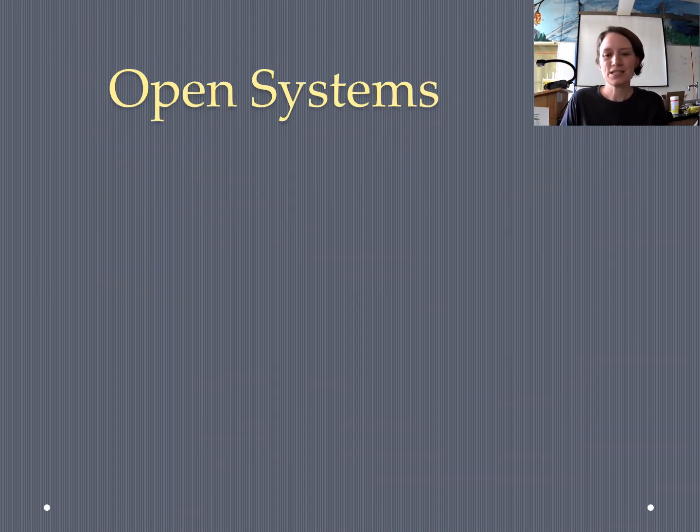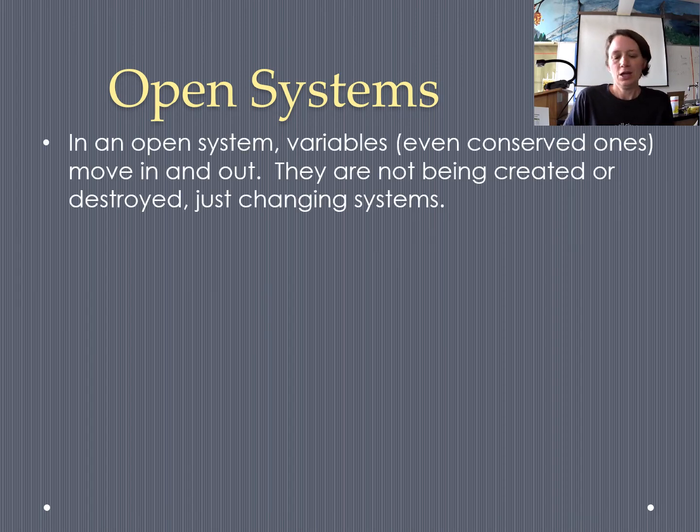So the other kind of system that you may find yourself wanting to use is called an open system. You would choose to use an open system if you had a more complicated system, because in an open system, we allow things to move in and out, even those conserved variables like mass and energy. It is important to remember that that doesn't mean the mass and energy are being created or destroyed. They're just moving from one open system into another, and in the universe, they would still be conserved.